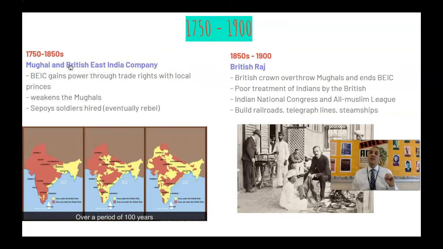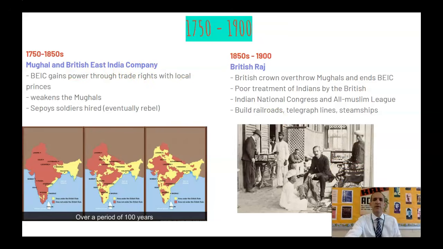And then we have 1750 to 1900. I'm kind of breaking this up into two segments here. The first segment is the 1750s to the 1850s. We have the Mughals who are still in charge through the mid-1800s, but we also have the British East India Company, the British joint stock company that has a monopoly on trade in South Asia for the British government. They are entering South Asia in this time, and over time, they're gaining so much money that they're also gaining power. They start to control some areas of South Asia by almost overthrowing princes and gaining control of local regions.